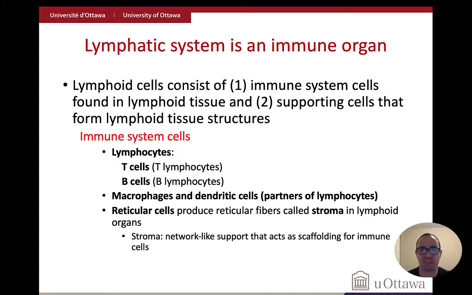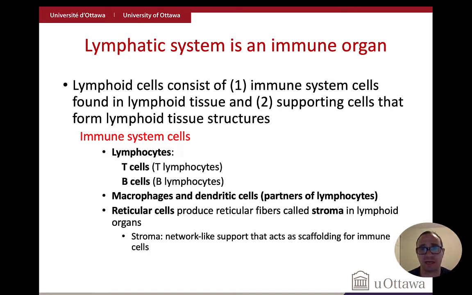You also have reticular cells. These are basically making a mesh-like fiber called a stroma, and this is found in various lymphoid organs. Again, we're going to talk about a number of lymphoid organs. This provides a scaffold where all of these different types of cells, the T cells, B cells, macrophages, and dendritic cells, can interact together to do what they need to do in order to filter and clean your blood.